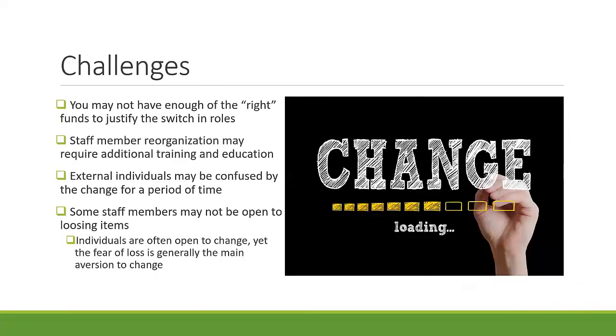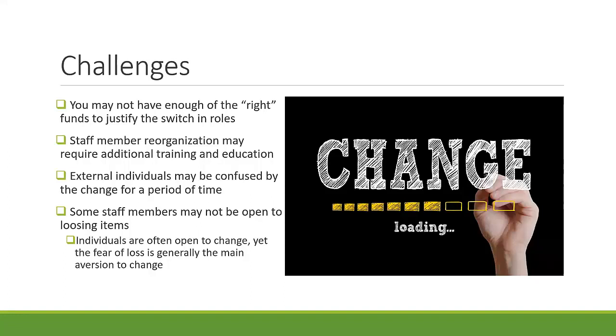So some challenges you might face with realigning goals is that you may not have the right funds to justify the switch in roles. For example, some community foundations are scholarship heavy, and so they have a lot of scholarship funds, and that takes up the majority of their assets, therefore the majority of their time. And so, saying that, oh, we're going to move the scholarships all over to this one person may not make sense because it wouldn't even out at the end of the day.